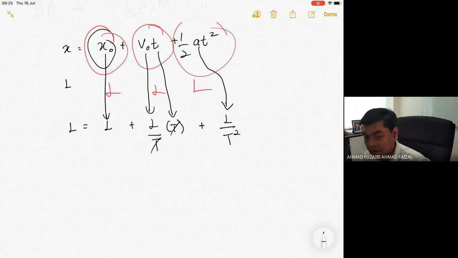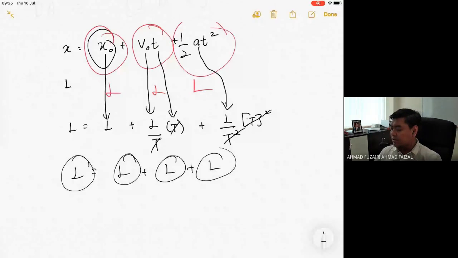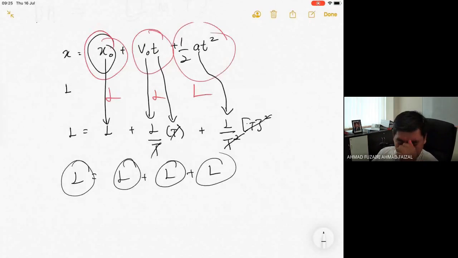Okay. Tengok tu. How about T square? So T square kat hujung. So therefore kita potong T square dengan T square potong. So therefore kita dapat L equals to L plus L plus L. Nampak? Semuanya ialah L. So that's why this equation is correct. Dimensionally correct.